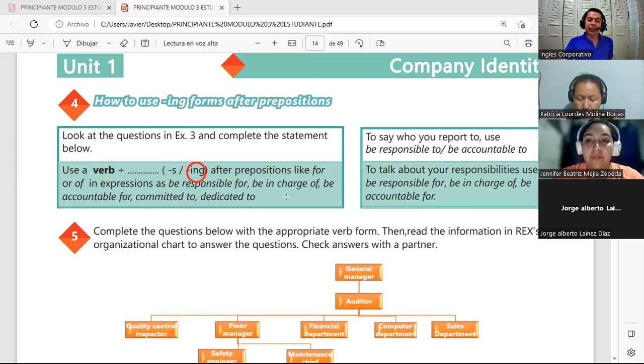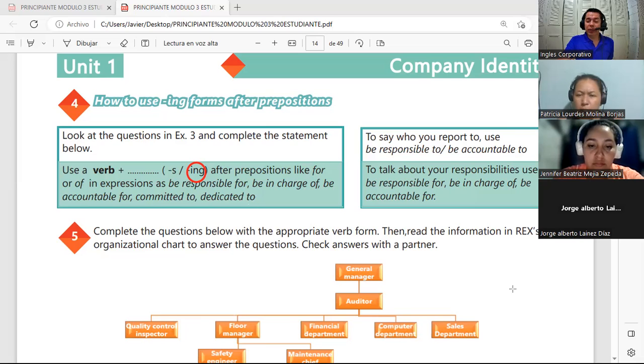Let me say, Patricia is in charge of making reports. I don't know, it's an example, right? Jorge is in charge of repairing the machinery, right? I am accountable for making the payrolls, right? She is committed to working very hard, right?